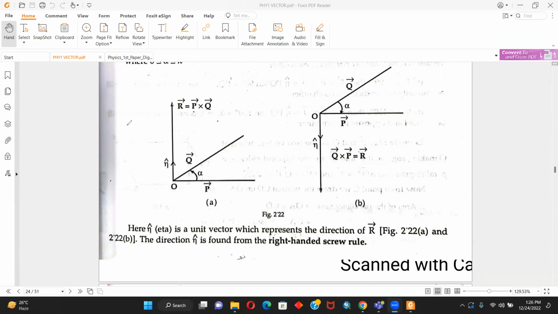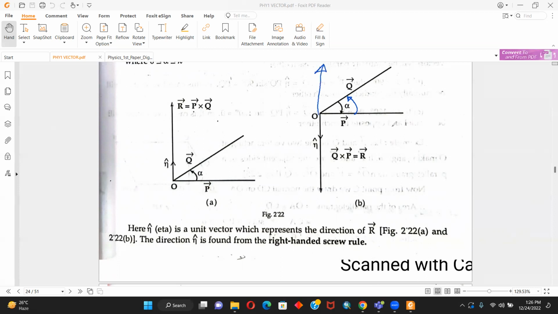Now notice, let me explain one thing to you. Let us change the vectors, first to second and second to first. So here Q vector was the first vector and P vector was the second vector. Now let us change it, keeping all the vectors in the same position. P vector is the first vector and we are rotating from P to Q. So what will be the direction of the resultant vector now? The rotation is anti-clockwise, upwards, right?